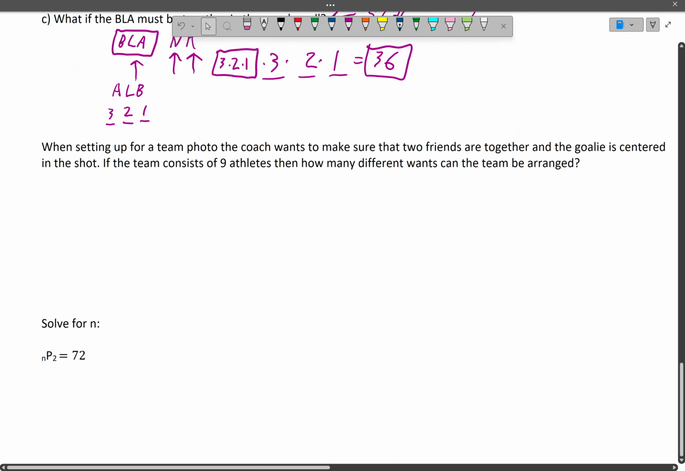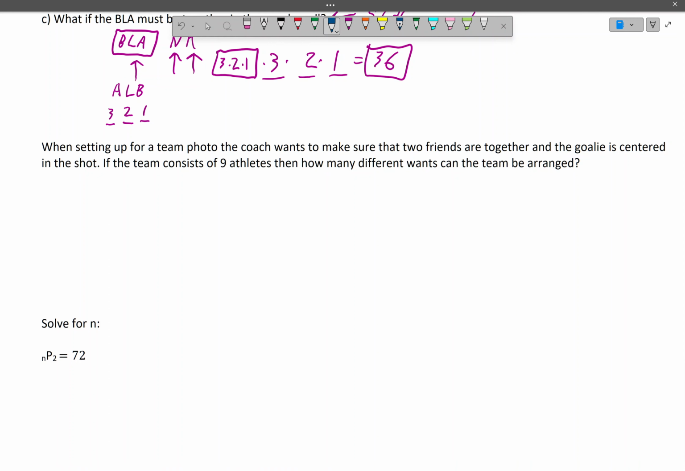Okay, we're almost at the end. Here is the second last question. When setting up for a team photo, the coach wants to make sure that 2 friends are together and the goalie is centered in the shot. If the team consists of 9 athletes, then how many different ways can the team be arranged?